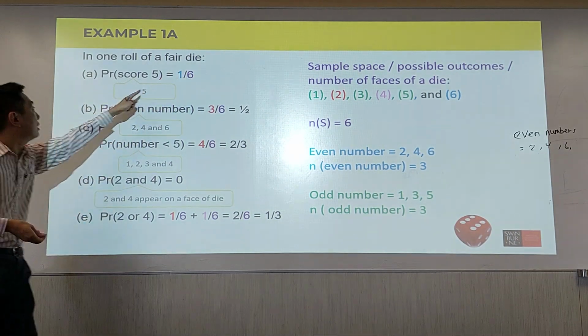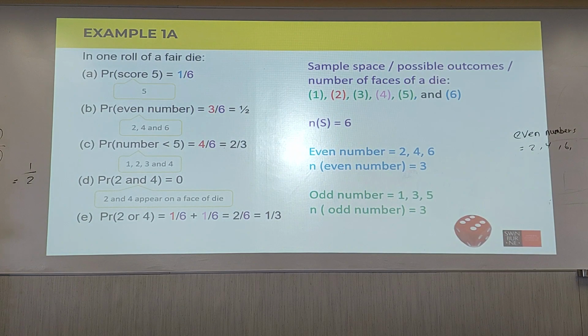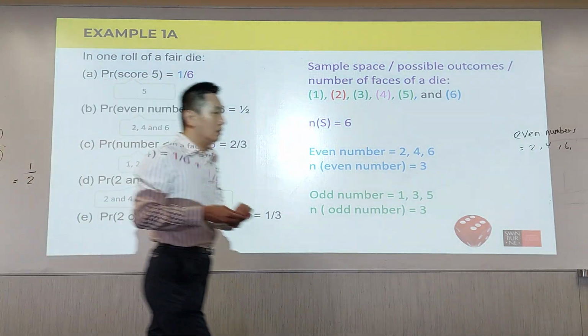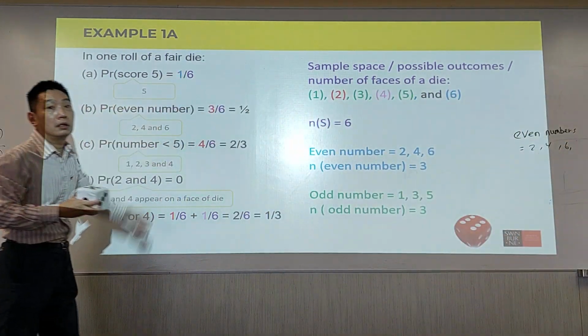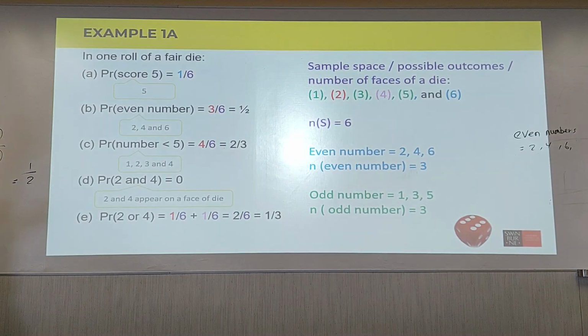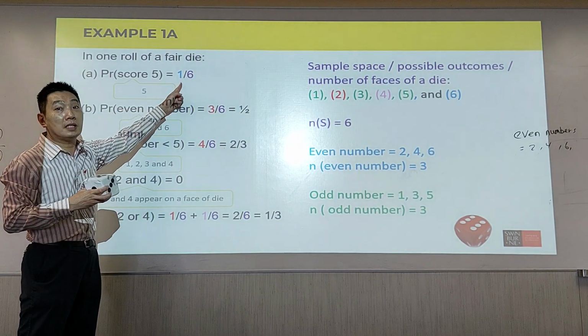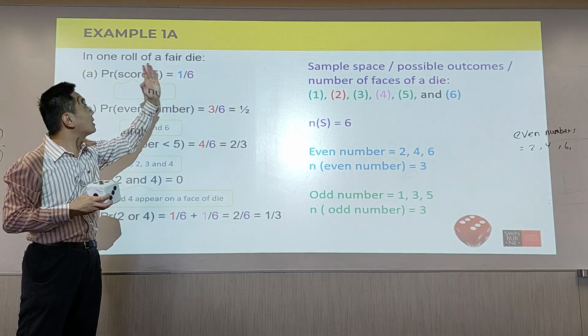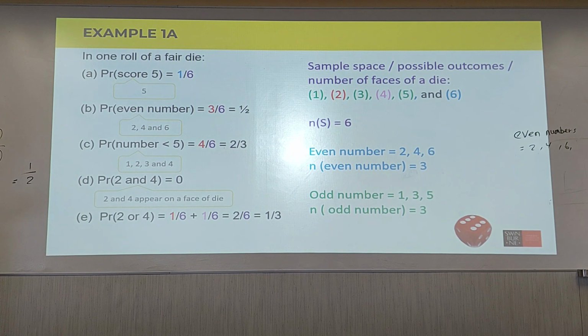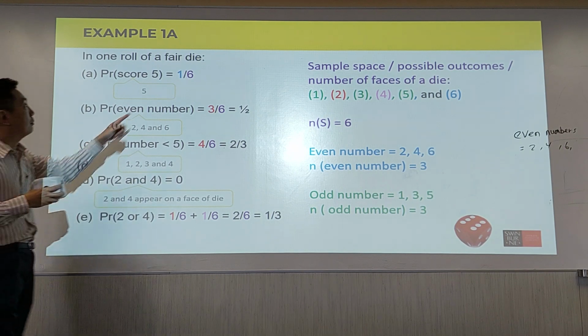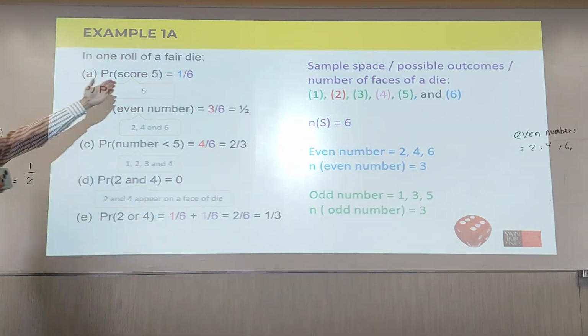Then we have to decide the numerator. If you observe, how many faces of a die have a score of 5? Only one. So the numerator is 1. Then we check: can this fraction be simplified? No, it cannot. This is the simplest form, so just leave the answer here. No need to change anything, because if you leave the answer as a percentage or decimal number, there will be a continuous decimal, which is not nice.